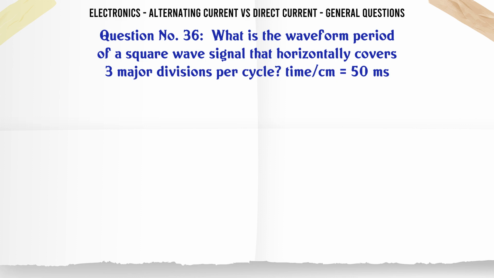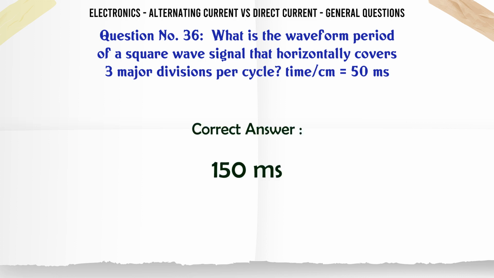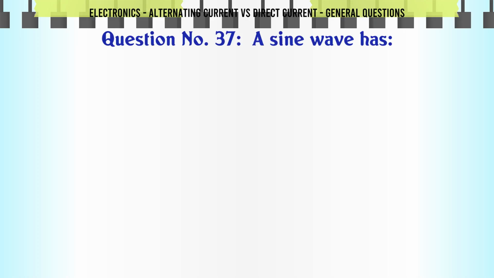What is the waveform period of a square wave signal that horizontally covers 3 major divisions per cycle? Time cm 50 ms. A. 50 ms. B. 100 ms. C. 150 ms. D. 200 ms. The correct answer is 150 ms.